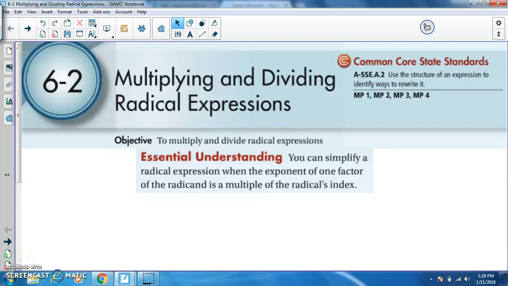Guys, today we're going to do 6-2, multiplying and dividing radical expressions. The objective is to multiply and divide radical expressions, and the essential understanding: you can simplify a radical expression when the exponent of one factor of the radicand is a multiple of the radical's index.